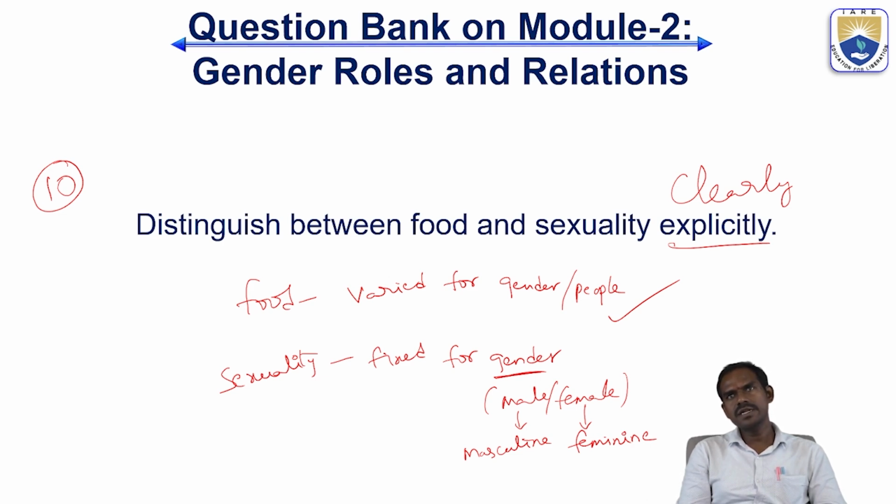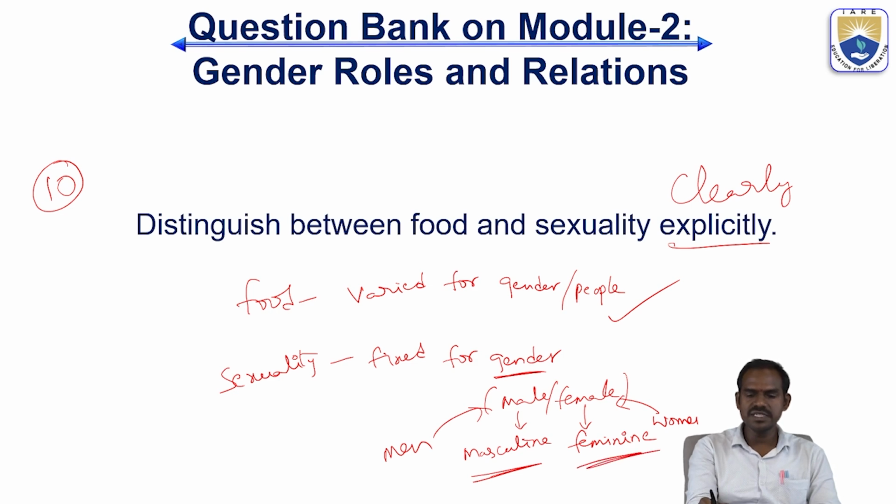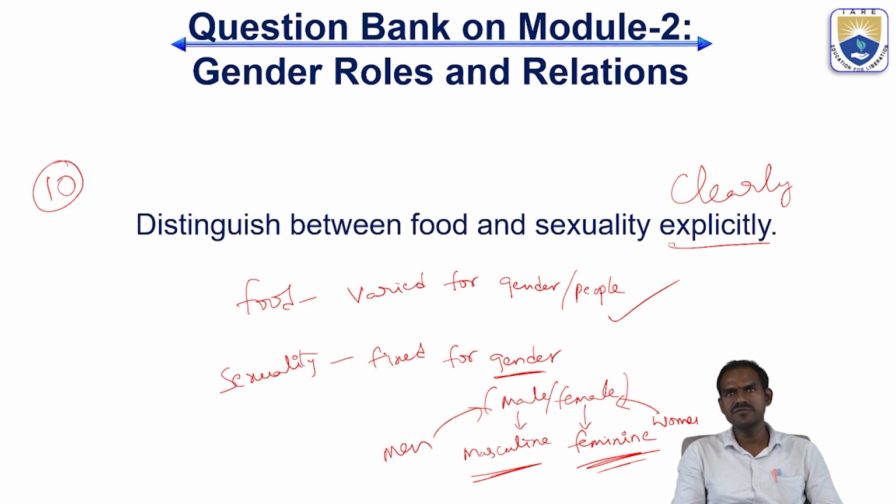Okay. And similarly, sexuality cannot be varied. It is fixed for the gender. It is fixed for male, which is for men. And it is fixed for women, which is female. Male is characterized by masculine characteristics, meaning having muscle strength, and female is characterized by feminine characteristics, meaning gentleness and soft nature. Okay, so that is how mainly you can distinguish between food and sexuality.